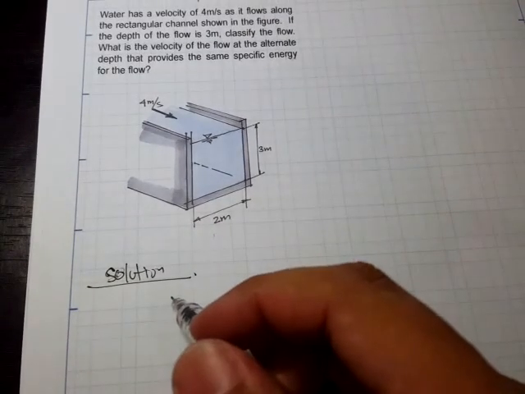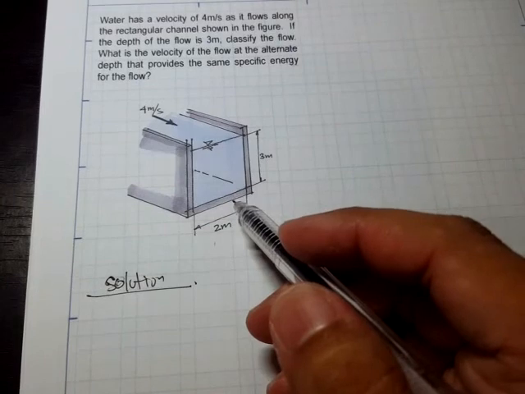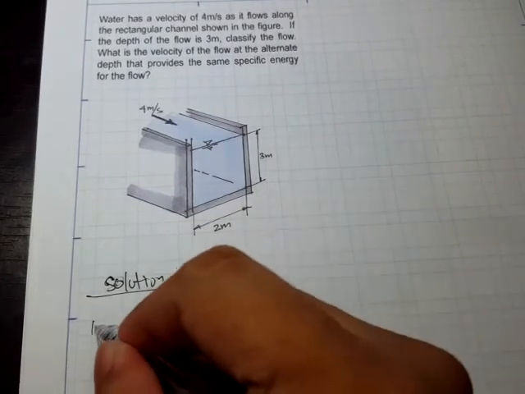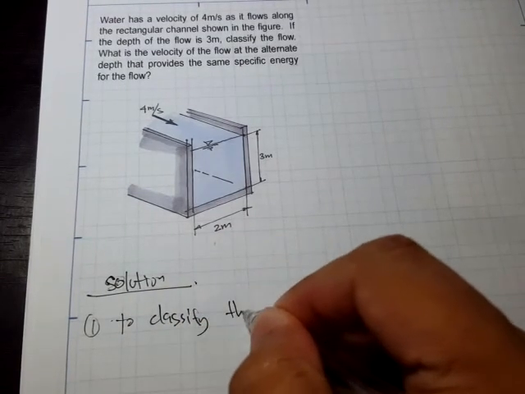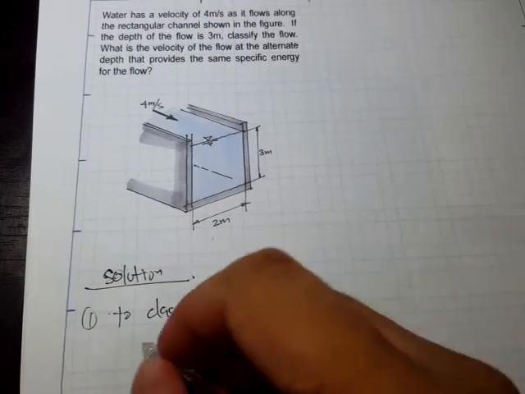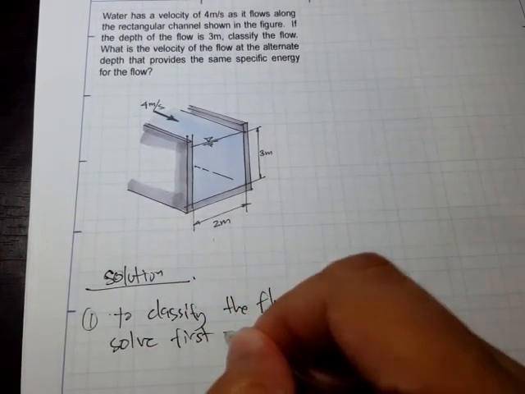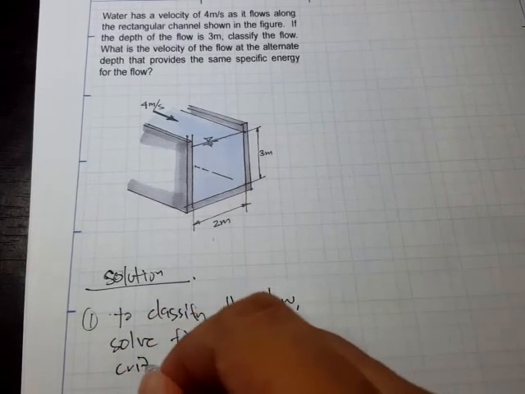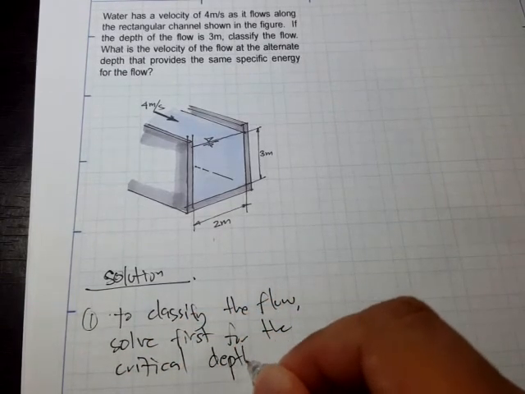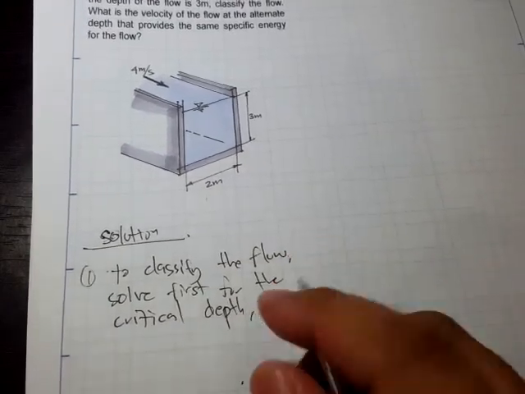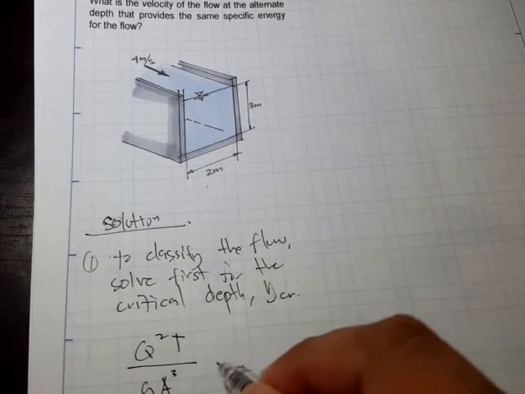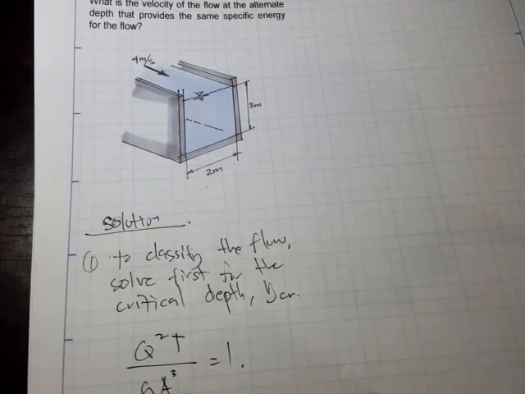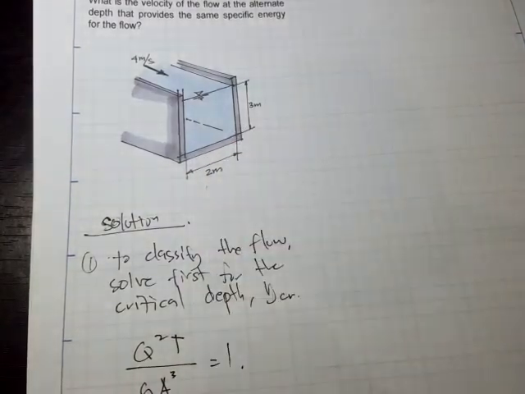in order to classify the flow, we have to solve first for the critical depth, y sub cr. Okay, so our equation is Q squared T all over g A cubed is equal to 1, and recall that A is simply the width times the depth.